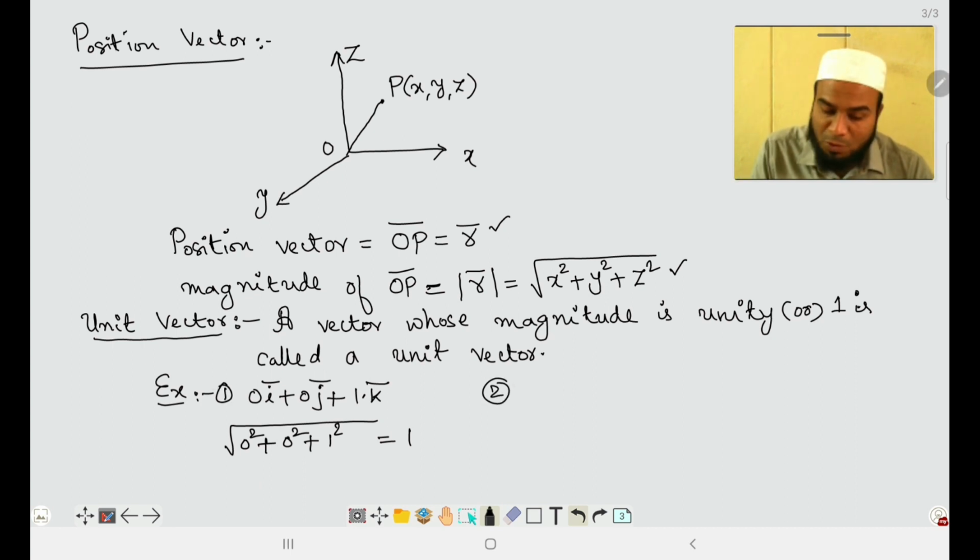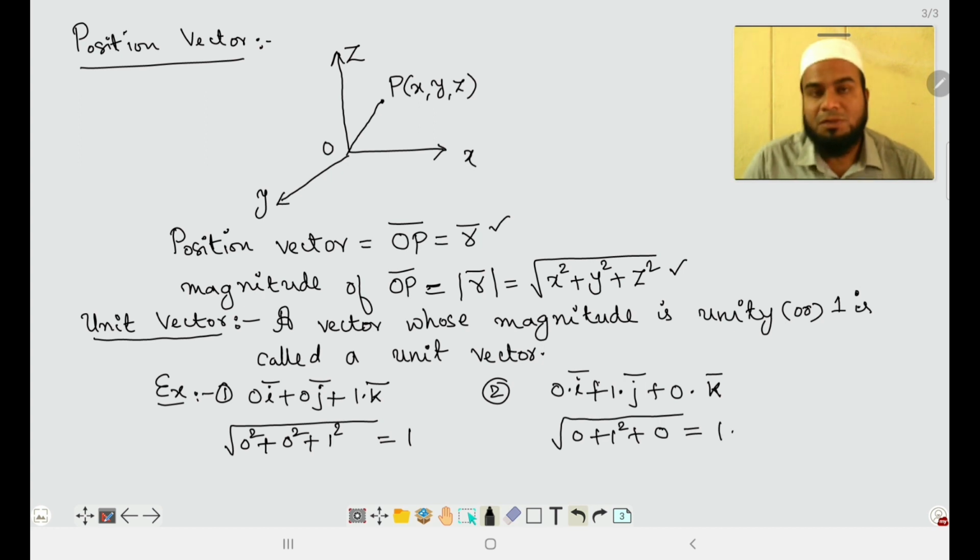We can consider one more example in which I make the j coordinate, that is the y coordinate, 1. That is 0 into i bar plus 1 into j bar plus 0 into k bar, right? The magnitude of this is given by 0 plus 1 square plus 0, which is nothing but 1. So how do we define the unit vector? It is nothing but a vector whose magnitude is 1, right?